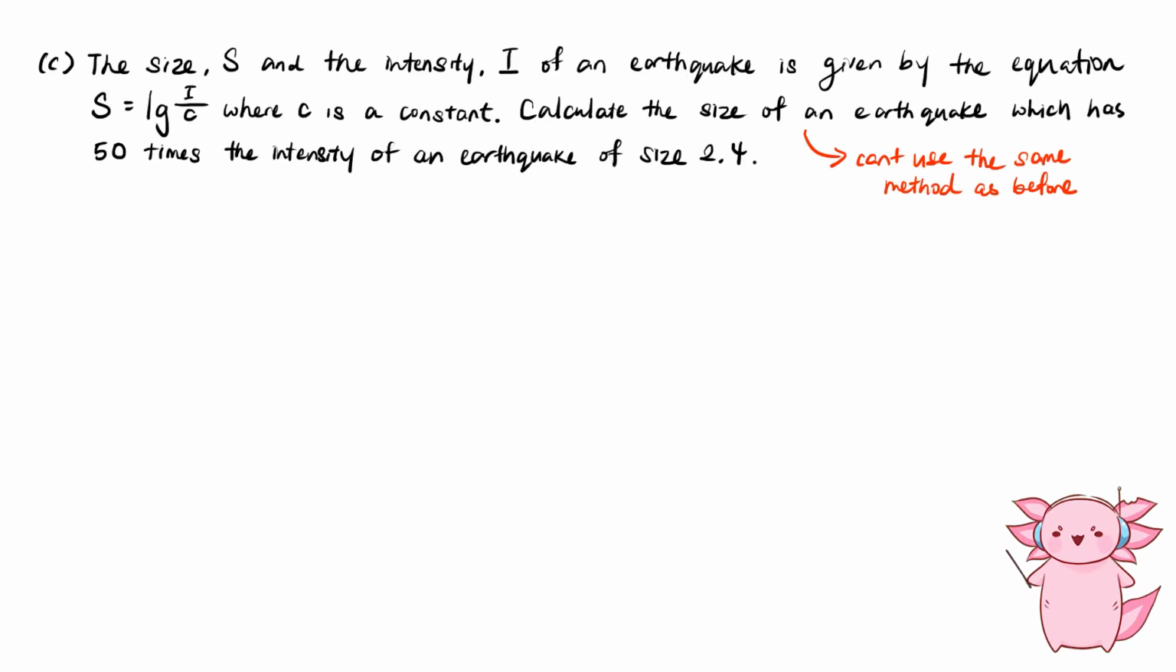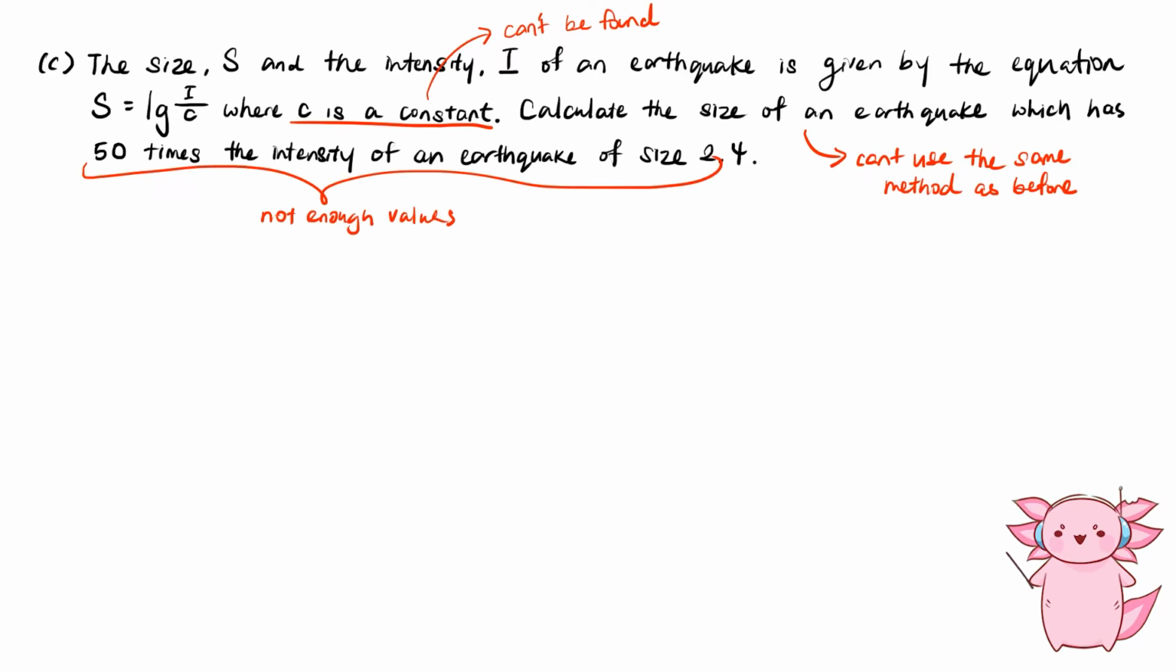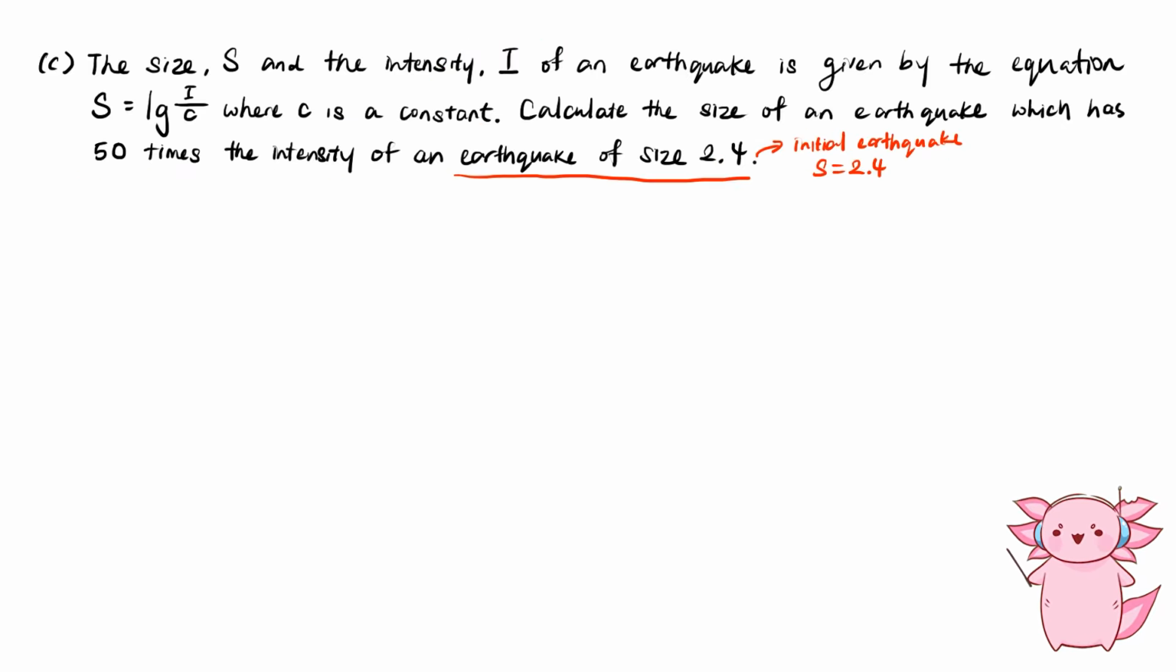Okay, this part here is pretty tough because this time you can't find the value of the constant c, because not enough values are given to sub it in. So let's look at the initial earthquake with size s equal to 2.4 first, and we'll put that in the equation, and we call this equation 1.